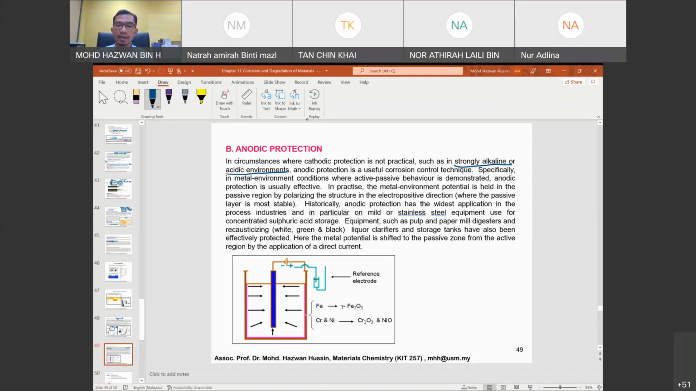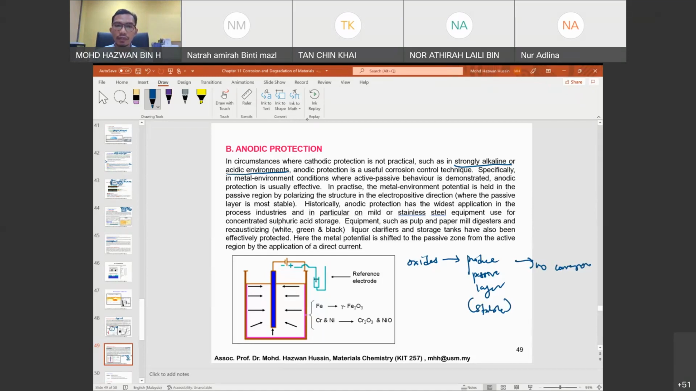So in this case, the metal to be protected, you oxidize it first. The strategy is to oxidize it initially. Even though we say oxidation, maybe you relate it with corrosion, but actually the aim of this oxidation is to produce a passive layer. If you have a passive layer, in the end it becomes stable. Then no corrosion will occur.